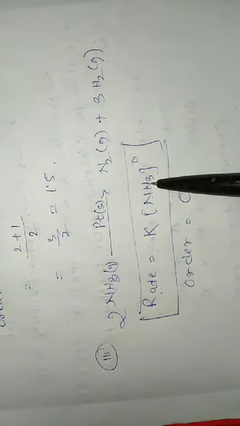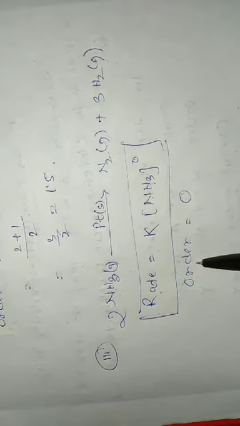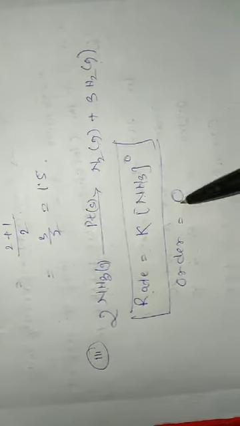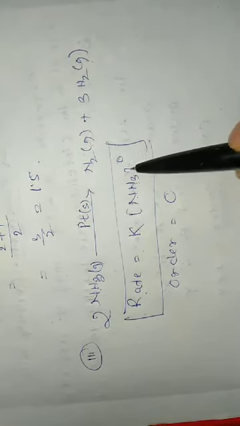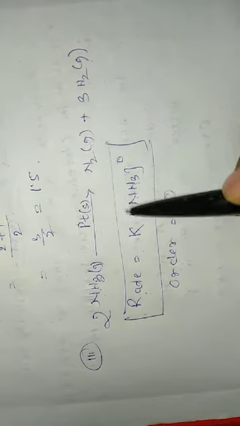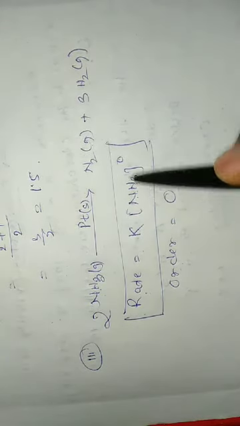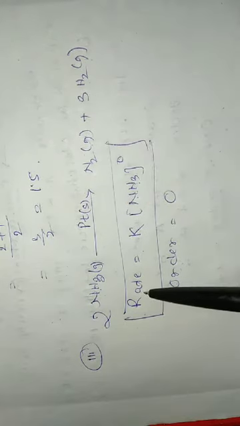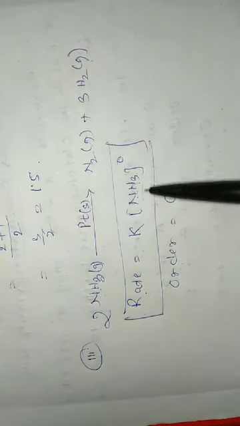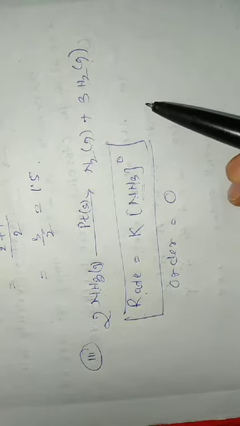This is the rate expression. From this rate expression we can mention the order of reaction. So what is the order of this reaction? 0. So what is a zero order reaction? Zero order reaction means when this number, a particular number, has exponent 0, it is equal to 1. That means the rate of a zero order reaction does not depend on the concentration of reactant.